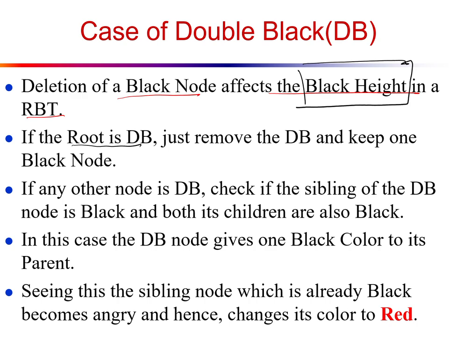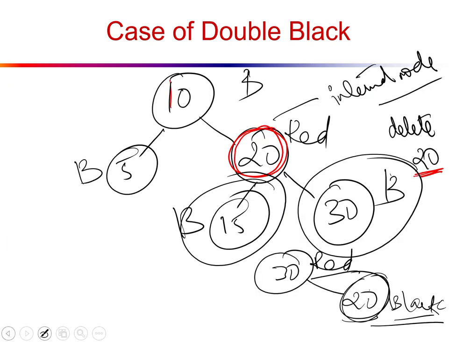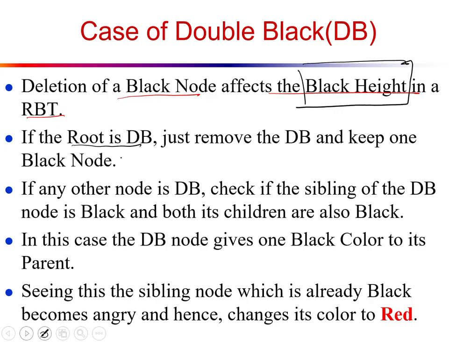If the root is double black, I mean, if it is black all the way, for instance, in this particular example, the root is not double black. Why? Because I have a black node and then I have a red node. And if it was only about 5, it would have been the case. But right now, we don't have a double black with respect to the root node. Why? Because I'm focusing on deletion of node 20 right now. So if the root is double black, then we can just remove the double black and keep one black node. So that is the simplest possible case.